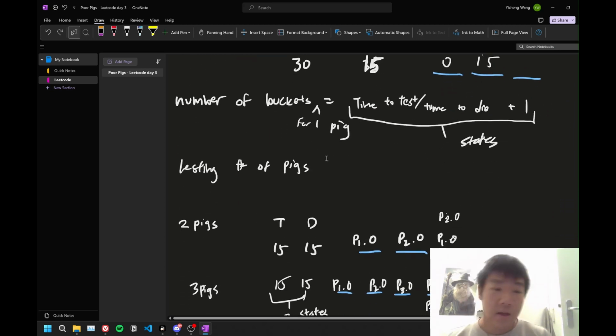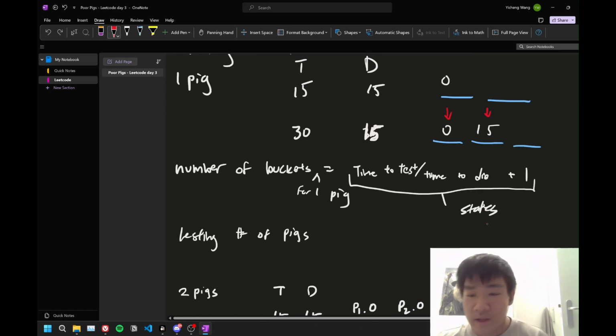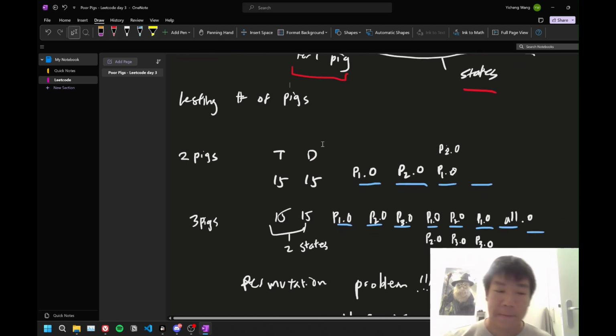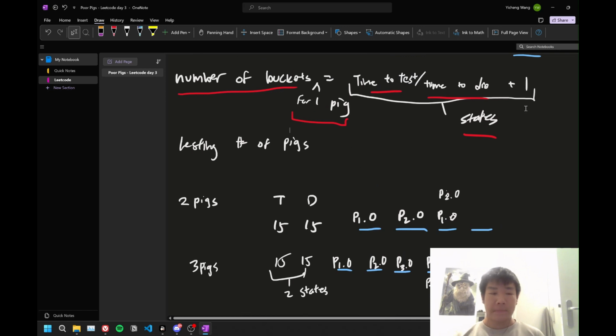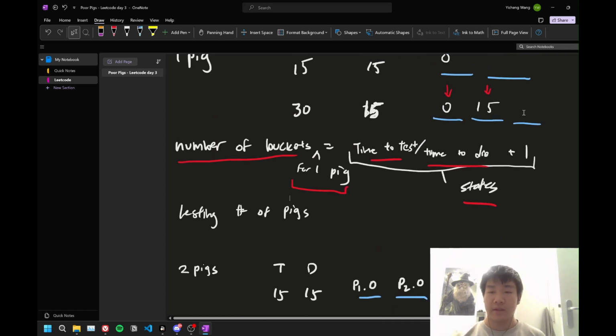Okay, and we're going to call this a state. The time to test over the time to die, plus one, is the number of buckets that you could test with one pig. And note the plus one, which is the untested bucket.